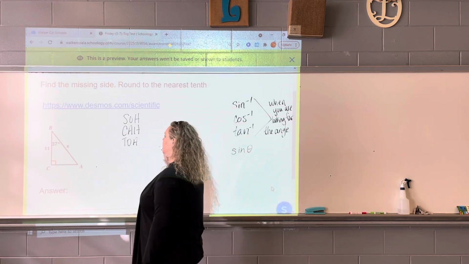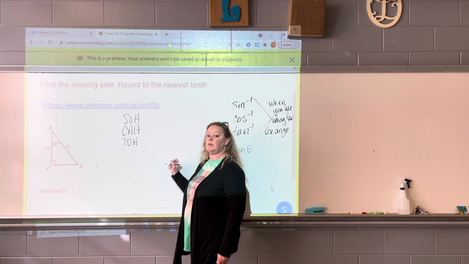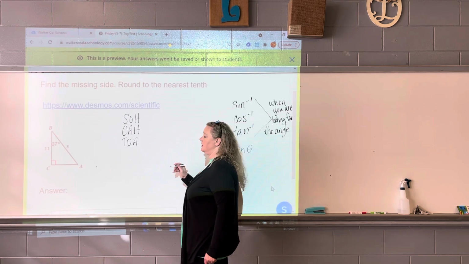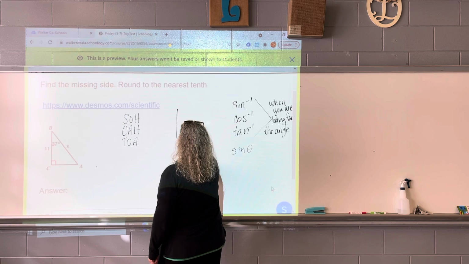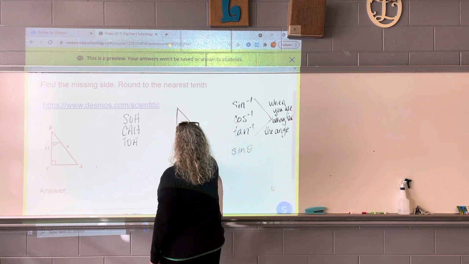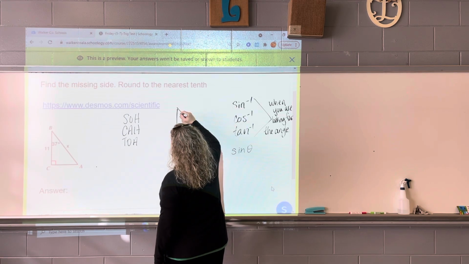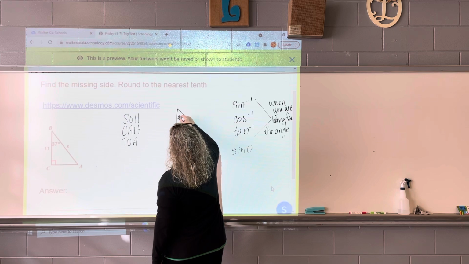So let me work an example like this one, okay? So write this down so you can use this on your test. We're not going to do this exact one, but we will do one similar. So I'm going to give you a right triangle. I'm going to tell you that this angle up here is 48 degrees.